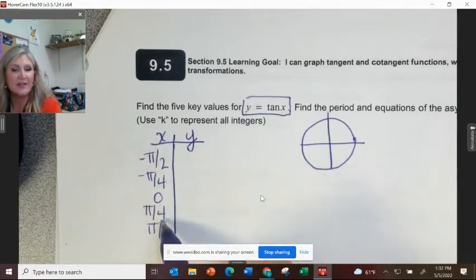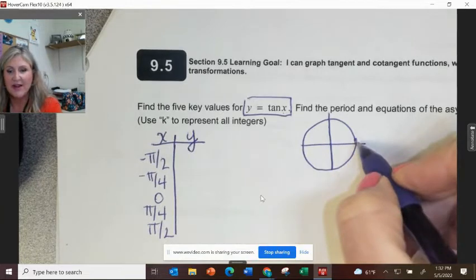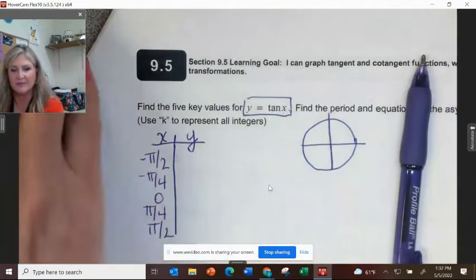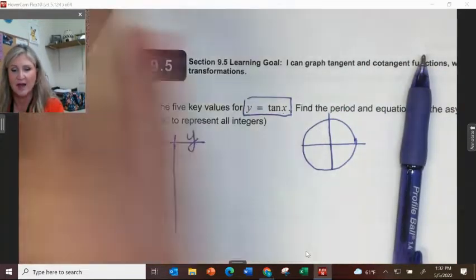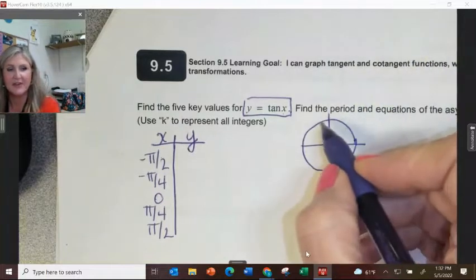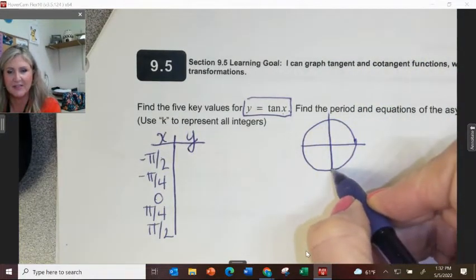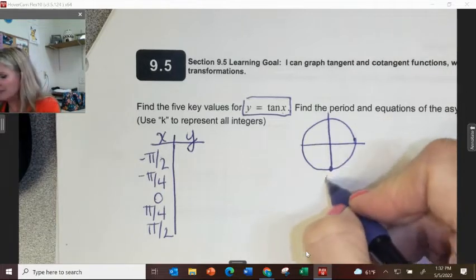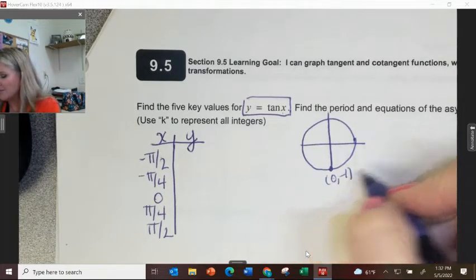So when we're looking at this, these are the angles I asked you to check for. Negative pi over 2 means that instead of going up 90 degrees, we're actually going to go down 90 degrees. So we would be right here. And this point is going to be (0, -1).